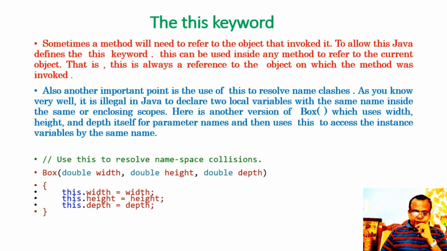Okay, look. Use this to resolve namespace collision. Comment I have put, use this keyword to resolve namespace collision. Look, the box class in bracket, double width, double height, double depth. Close the bracket, then open the brace. Look, this dot width is equal to width semicolon. This dot height is equal to height semicolon. This dot depth is equal to depth semicolon. Close the brace. This is how we are able to resolve the name clashes.